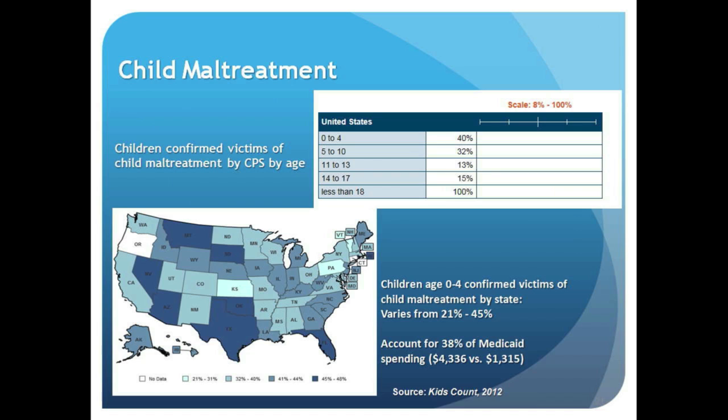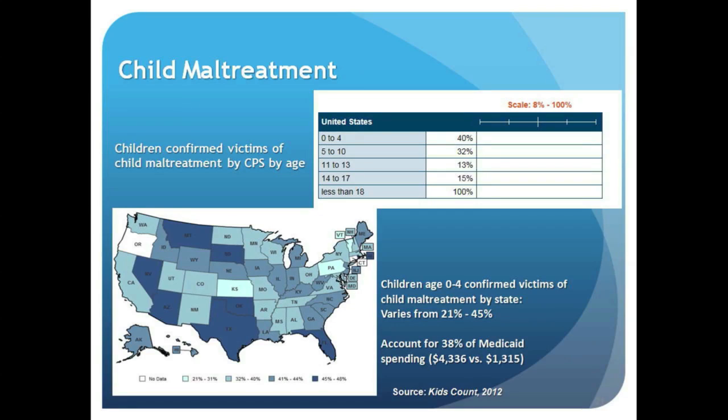Child maltreatment. Most children who are maltreated are between the ages of 0 and 10. If you look across the country, you can see that the child maltreatment rate varies by state from a low of 21% to a high of 45% of children having had some form of child maltreatment. Just think about that for a second. Almost half the children in some of these states have been maltreated, either through child abuse or through some other form.